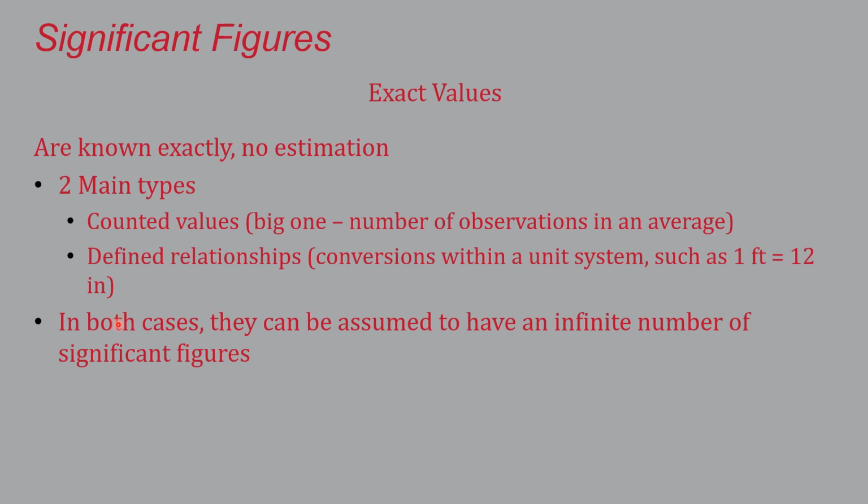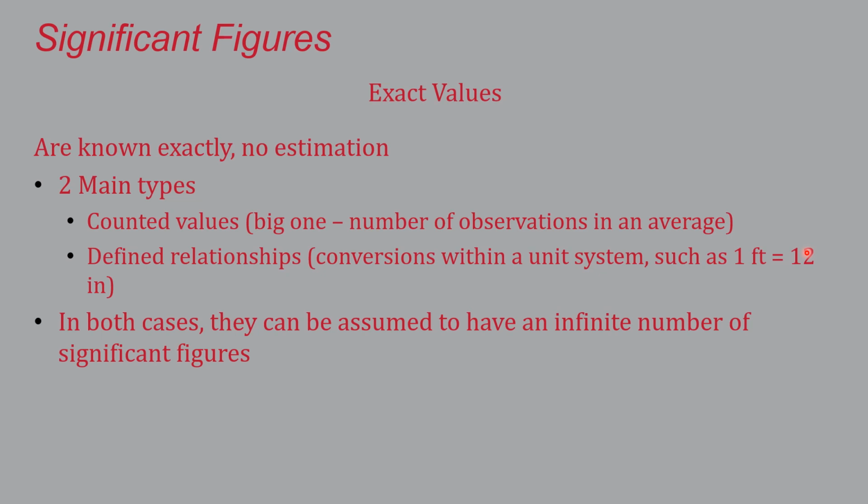The other kind of exact value is something that's part of a defined relationship. So these are conversions within the same unit system. So we're talking about 12 inches equals 1 foot. That is a defined relationship. An inch is defined as 1/12 of a foot exactly, or conversely, a foot is defined as 12 inches exactly.